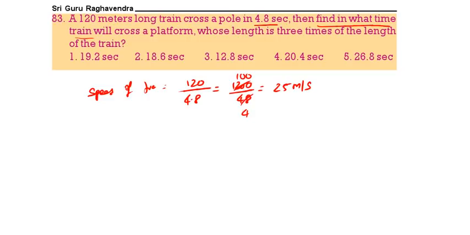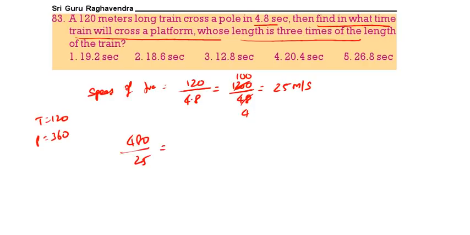In what time it will cross a platform whose length is 3 times the length of the train? Now train length is 120, platform length 360, total 480. The speed of the train is 25. This is equal to how much? So 480 with 25. 25 ones 25, then 230, 25 nines 225, then it is 19.2 seconds is the correct answer.